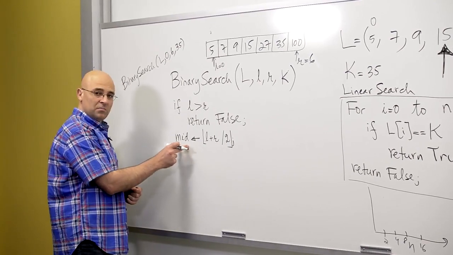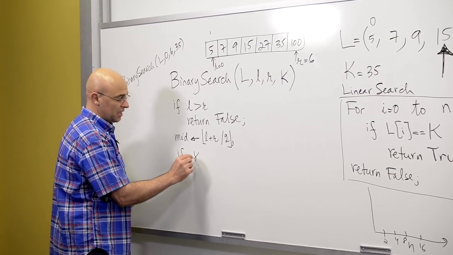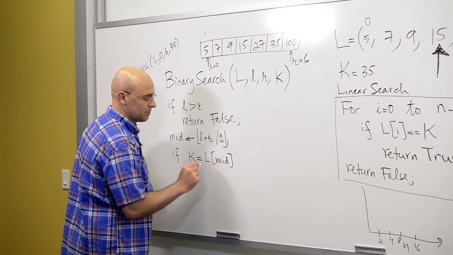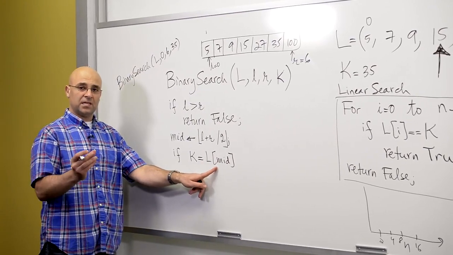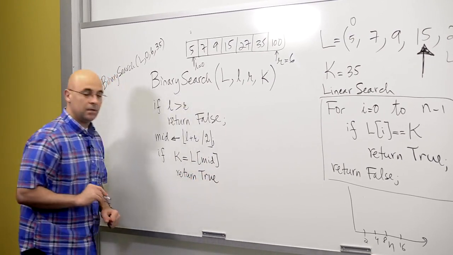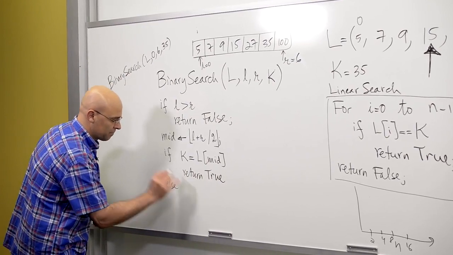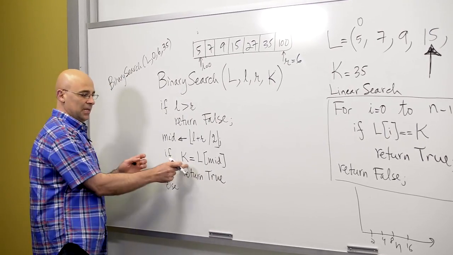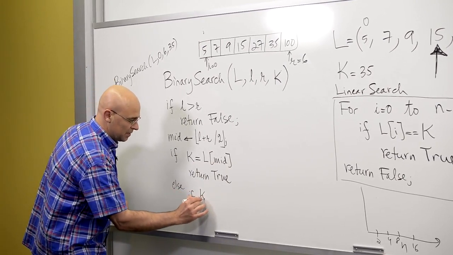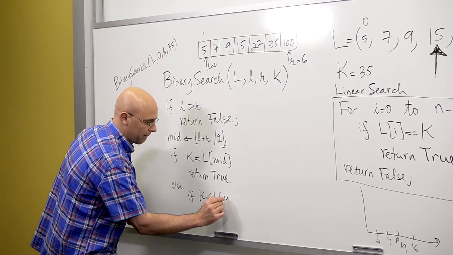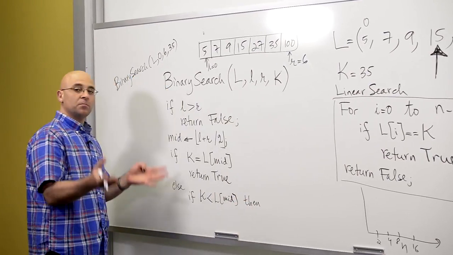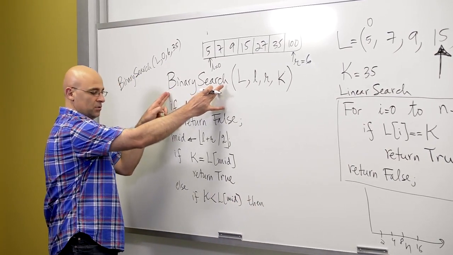Then once I found this midpoint, I ask a simple question. Is k equal to the value at the midpoint? Is it equal to that? If that's the case, we are done. I return true. If it's not, again, now I need to see is the element smaller than the value at the midpoint or bigger? If the element is smaller than the midpoint, then I have to repeat exactly the same process, which is binary search, on the left half.